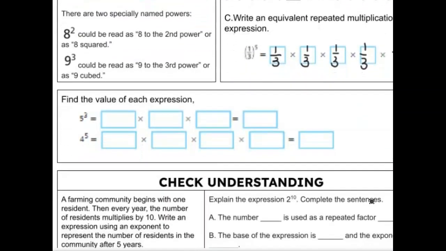Find the value of each expression. 5 to the 3rd. 5 is our base. 3 is the amount of times we're going to write it. So 5 times 5 times 5. In your calculator, you'll put it as 5, this little caret, 3. So 5 to the 3rd. And when we do that, we get an answer of 125.